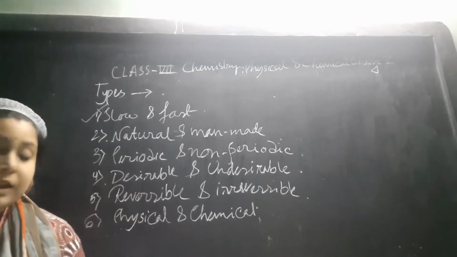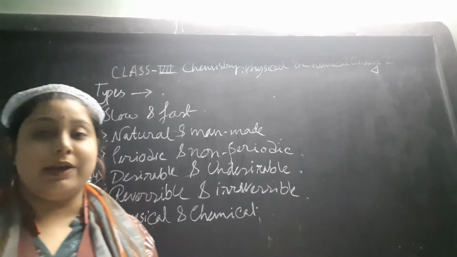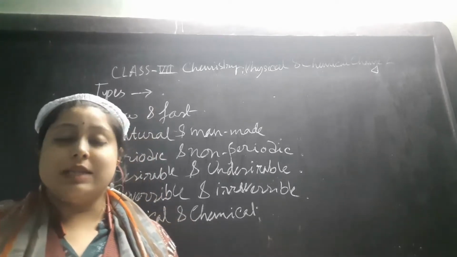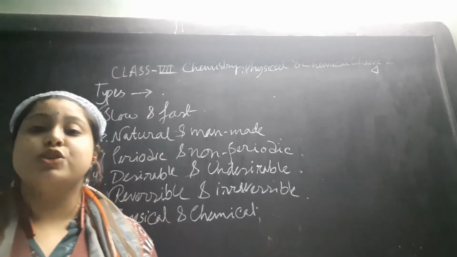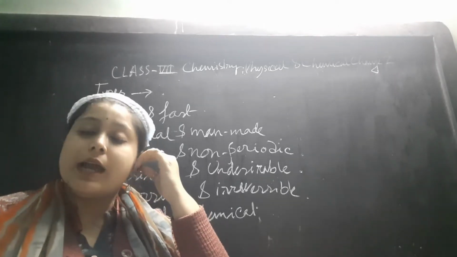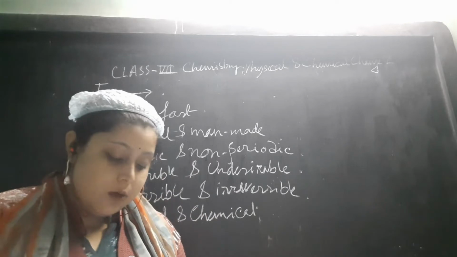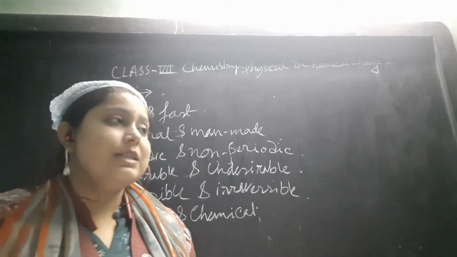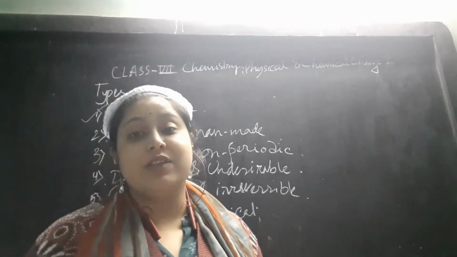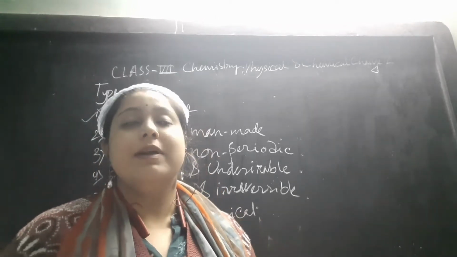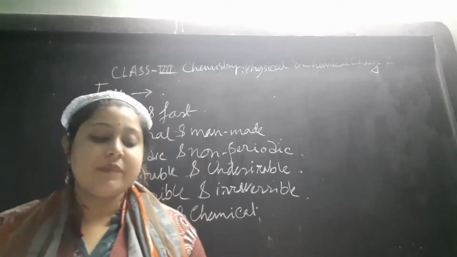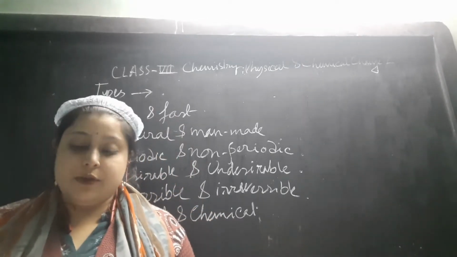In front of us many changes are there, and we can easily differentiate which are the smaller time taking changes, that means the fast changes, and which are the longer time taking changes, the slow changes. Actually, slow changes can take months, years or sometimes billions of years. But fast changes usually happen within a second. So let me give you some examples.